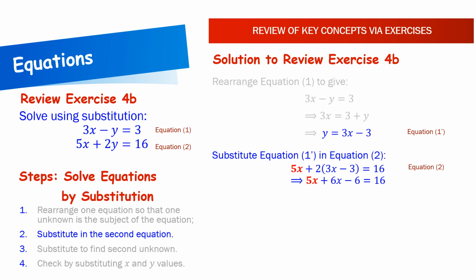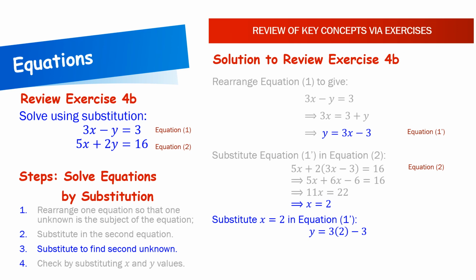Rearranging and expanding the brackets gives 2 times 3x is 6x, and 2 times minus 3 is minus 6. And tidying up gives 5x plus 6x is 11x, and 16 plus 6 is 22. And finally, dividing through by 11 gives us x equals 2, as shown. Now let's substitute x equals 2 in equation 1 dash to find y.